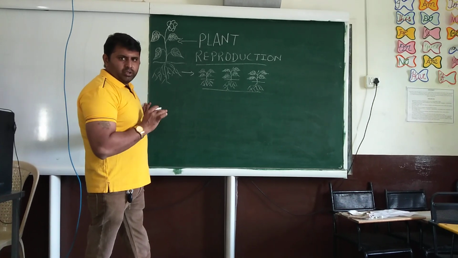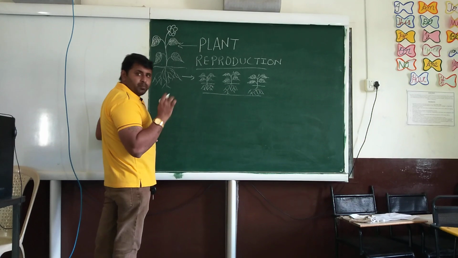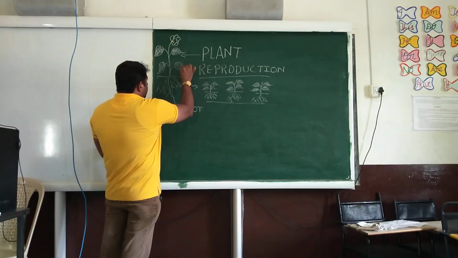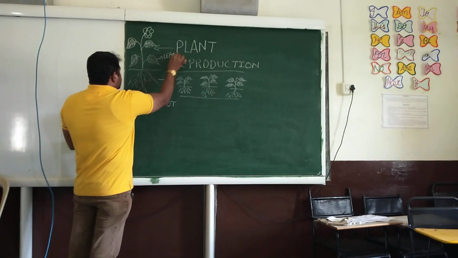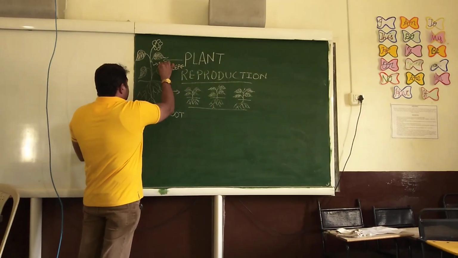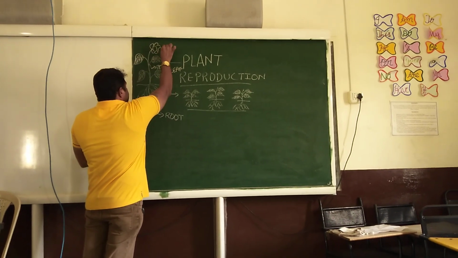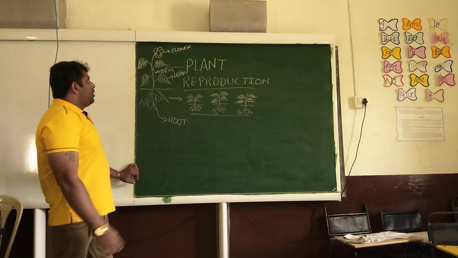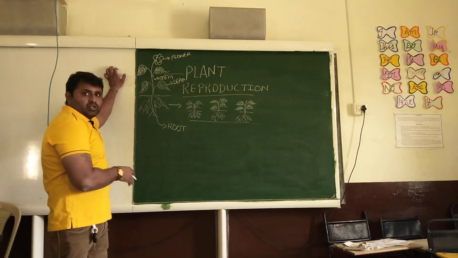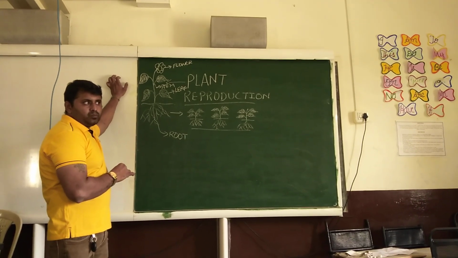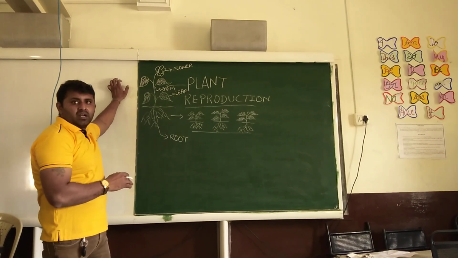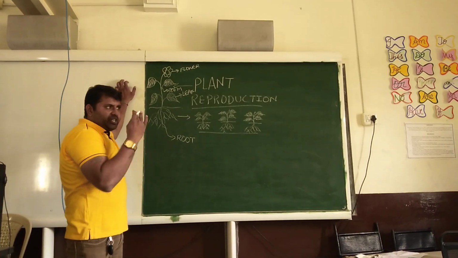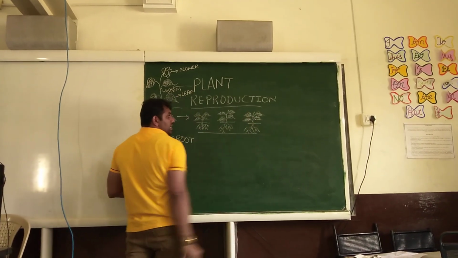As you all know, the plant has some very important parts. This is root. This is leaf. This is stem. This is flower. Leaf, flower, stem and root. So these are the parts of the plant. With the help of these parts, the reproduction takes place. According to your syllabus, plant reproduction takes place with the help of seeds.